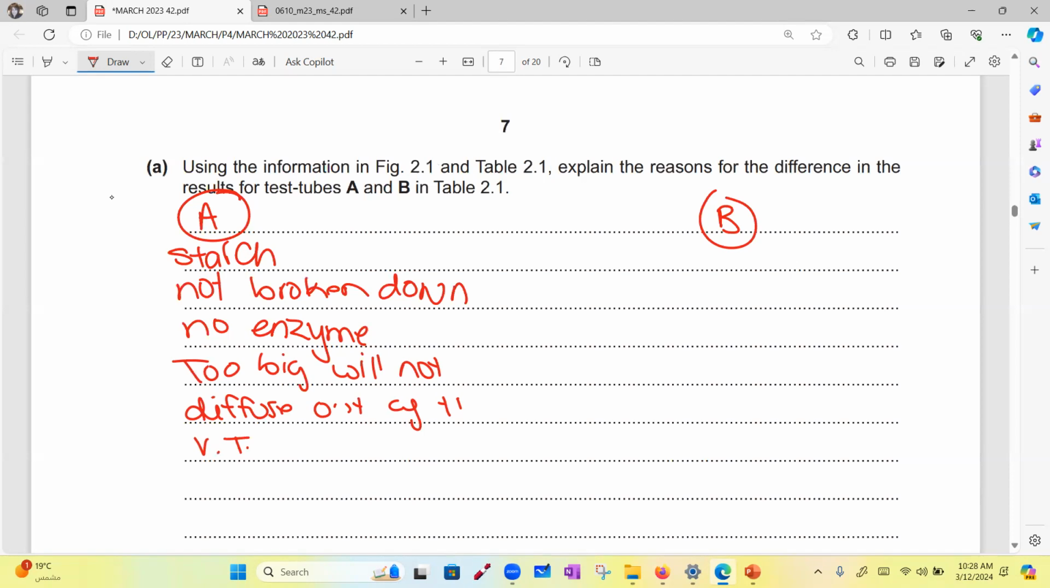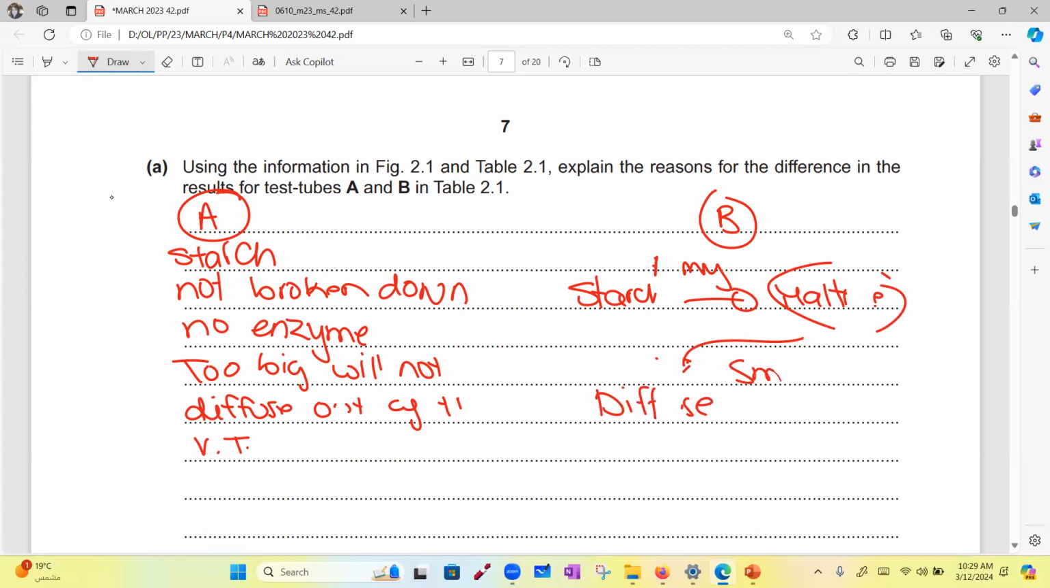But B, you will say a lot of things. Can someone repeat again what happens in B? Very good. The starch will be broken down by the help of the amylase enzyme to give me maltose. And this maltose will then diffuse. It's small in size, okay? It will diffuse out of the tubing. You have the exam? Out of the tube and go to the external water.